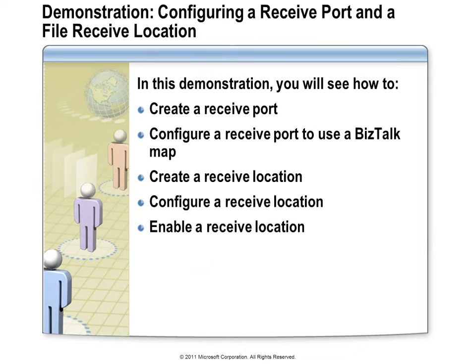In this demonstration, I'll show you how to use the BizTalk administration console to create a new receive port, and then within that, a new receive location. I'll show you how to configure that receive location, and then I'll also show you how to configure the receive port to process messages with a map. Once that's all complete, I'll show you how to enable the receive location so that it's ready to accept messages.